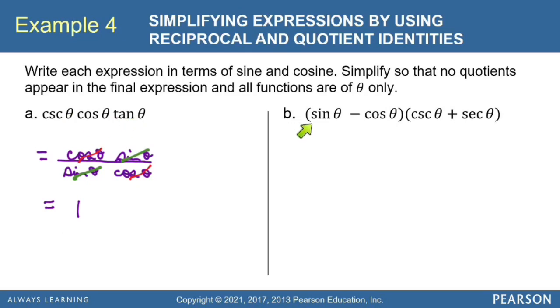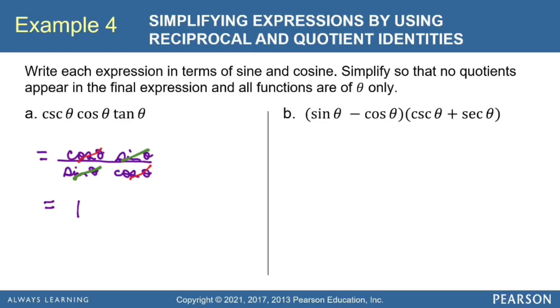And then for part B, we have in parentheses sine of theta minus cosine of theta times parentheses cosecant of theta plus secant of theta. And I'm sure it does not escape you that this looks like something we could use the FOIL method on. And that is exactly what we have. So we're going to apply the FOIL method to multiply these two factors together. And then we'll use our reciprocal identities and quotient identities to do whatever we can to simplify it.